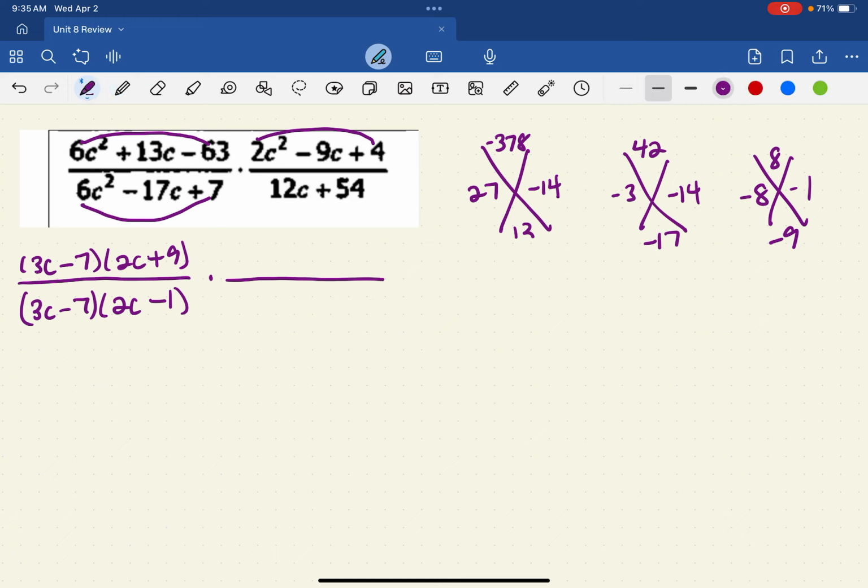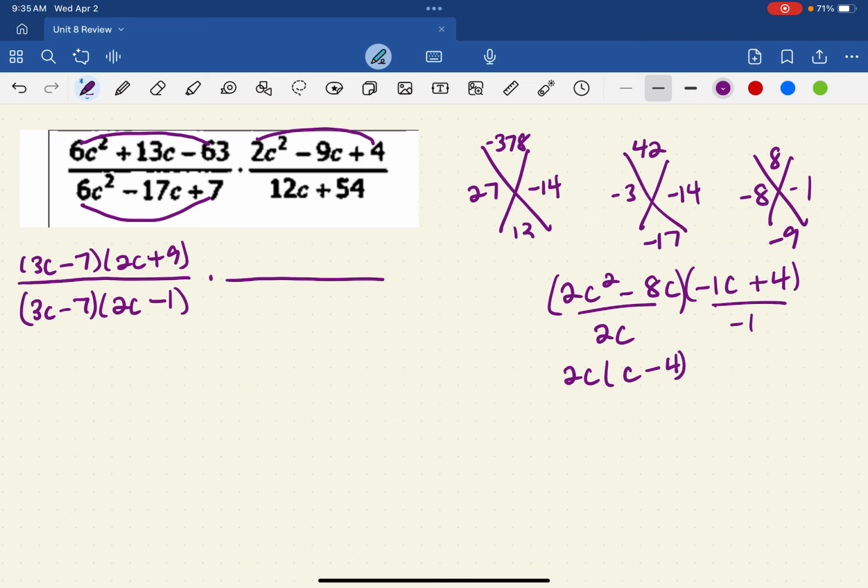Okay, next one, I've got 2c squared minus 8c minus 1c plus 4. Grouping, grouping, grouping, GCF. So I am taking out 2c right here and negative 1 right here. 2c, it's going to be c minus 4, minus 1, c minus 4 again. So 2c minus 1 and c minus 4. Okay, that was a lot.